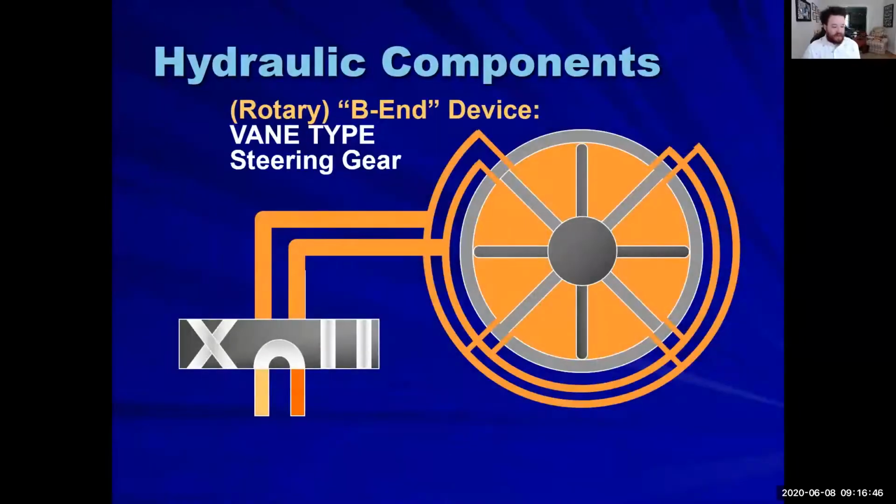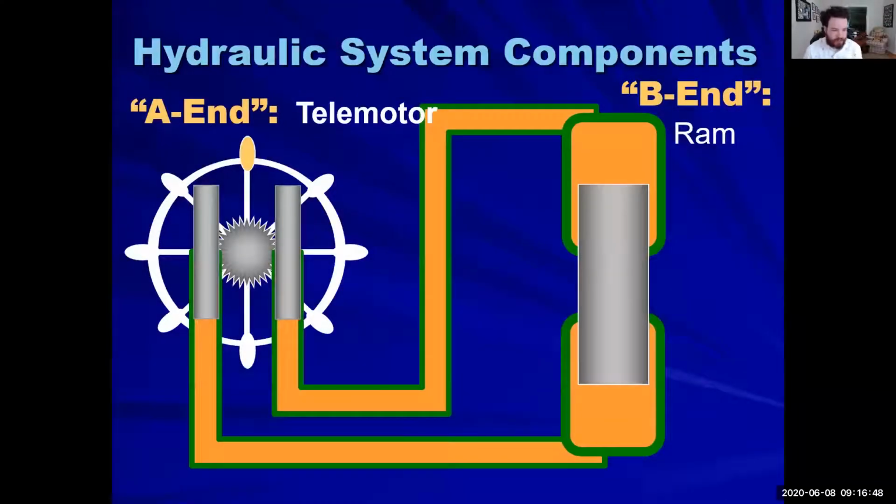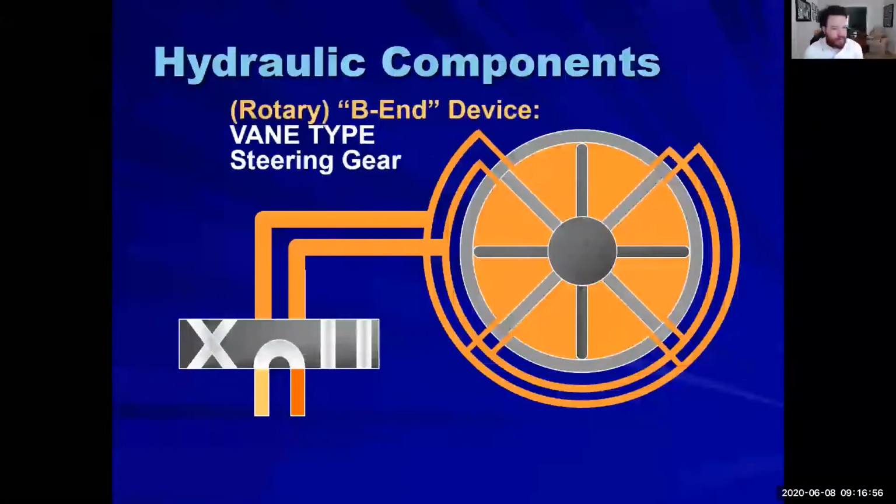So instead of having just the simple system like this, which would mean that we would have to have very long hydraulic pipes and really strong people on the helm, we're going to be utilizing some sort of pump system with electronics. All right. So we're going to use a rotary B-end device.